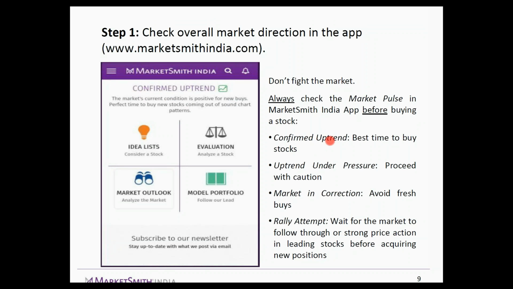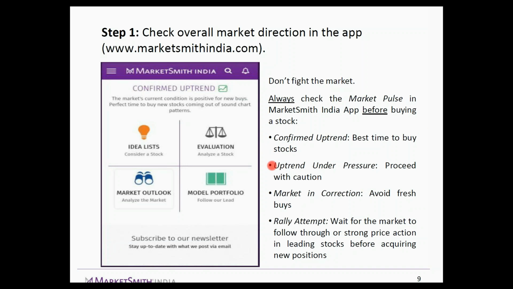To give a brief overview of what a confirmed uptrend is: it is a market direction when the stocks are reaching new highs and trending upwards. For example, now we see that the Nifty and Sensex are both trading at all-time highs. It shows that the underlying market strength is really strong, and the trend of the stocks is also upwards. So this is nothing but a confirmed uptrend. It is ideal to take new positions when the market is in a confirmed uptrend.